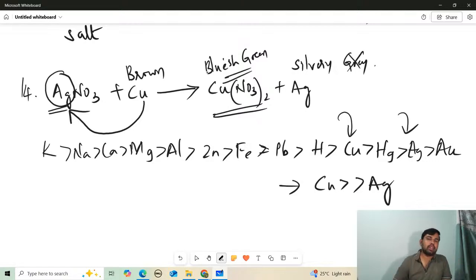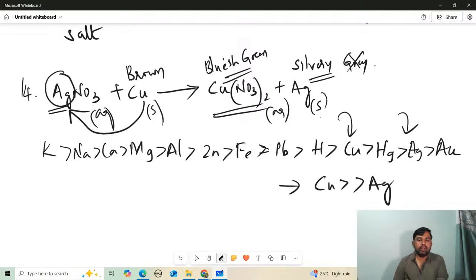So upon this copper metal, we can see that there is deposition of silver metal and the solution will turn to this one. So you can write aqueous solution, or we can say molten. Let me see, solid. This will be an aqueous. This will be a salt. Okay, so this is question 14.